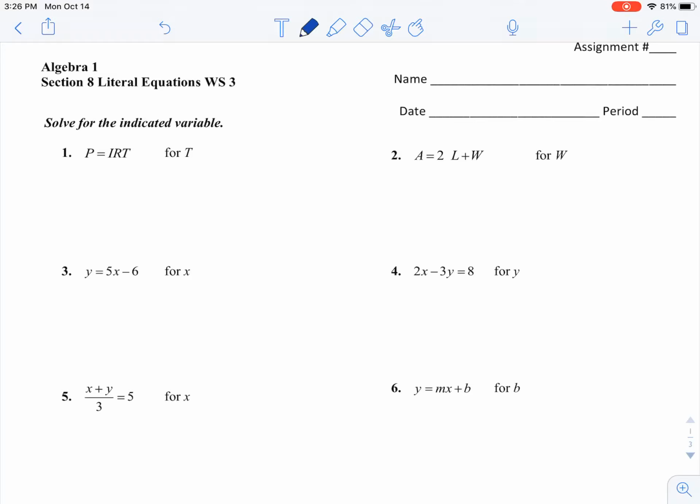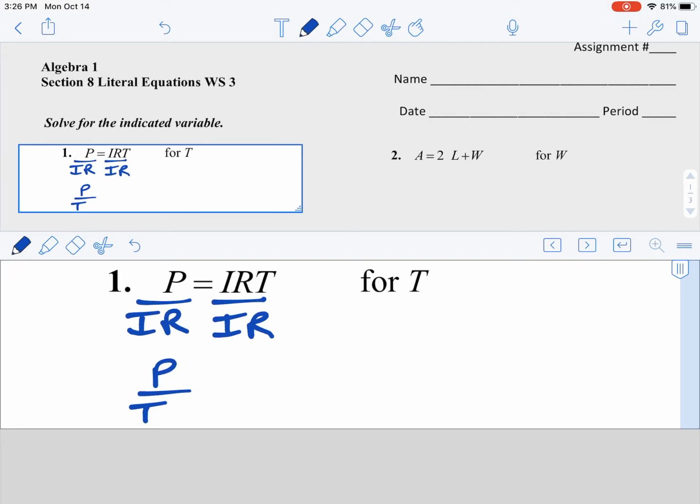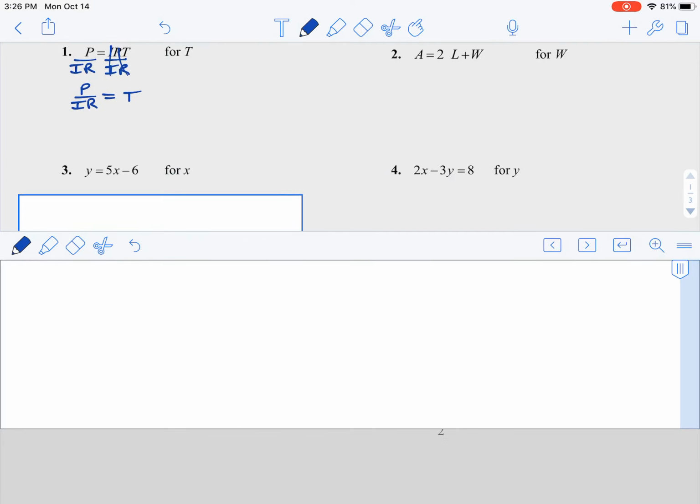Hi everyone, we're going to solve literal equations in this video. So for the first one, we're going to solve for t. To do that, we're going to get rid of I and r. They're both in front of it being multiplied, so we're going to simply divide by I and r, which you can do at the same time. So p over Ir equals t. Done. I'm going to skip ahead a little bit here.